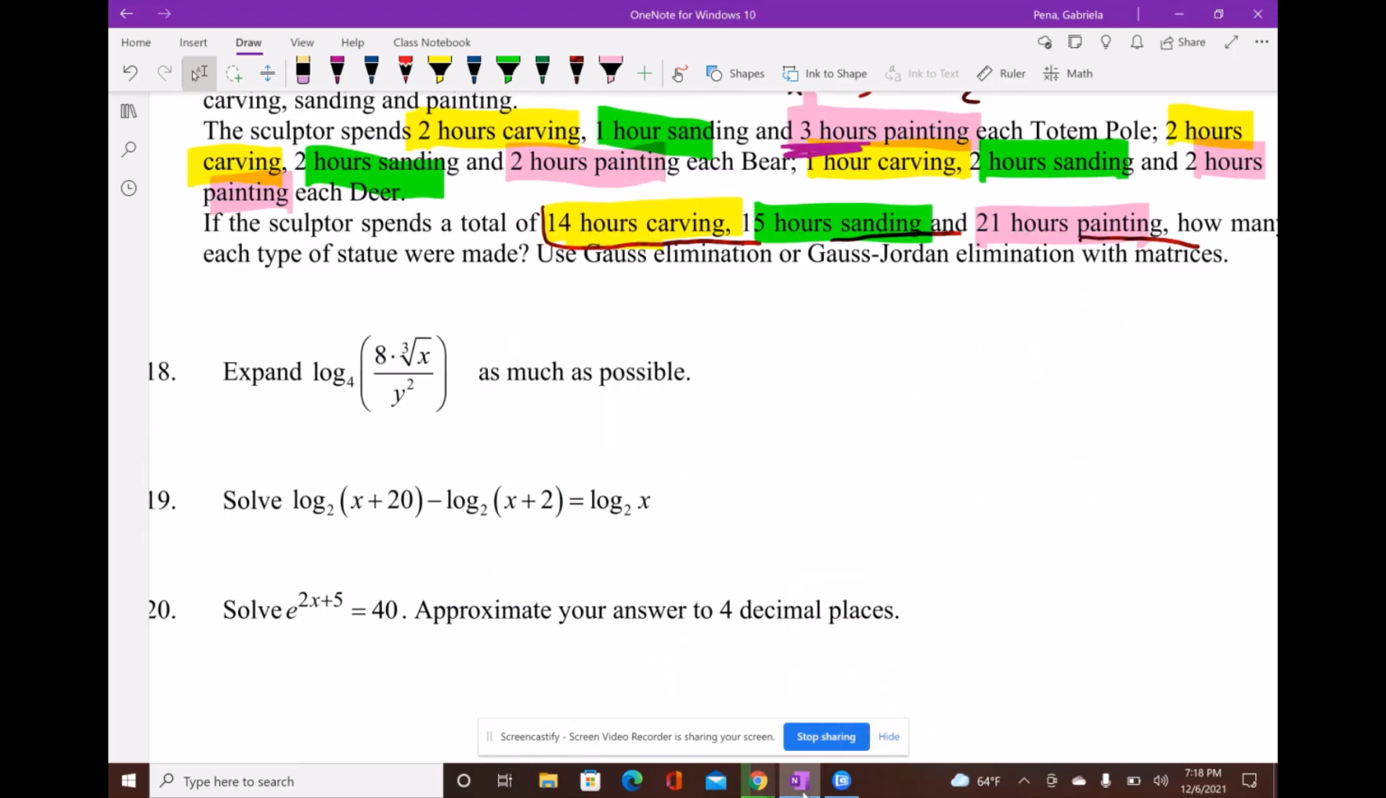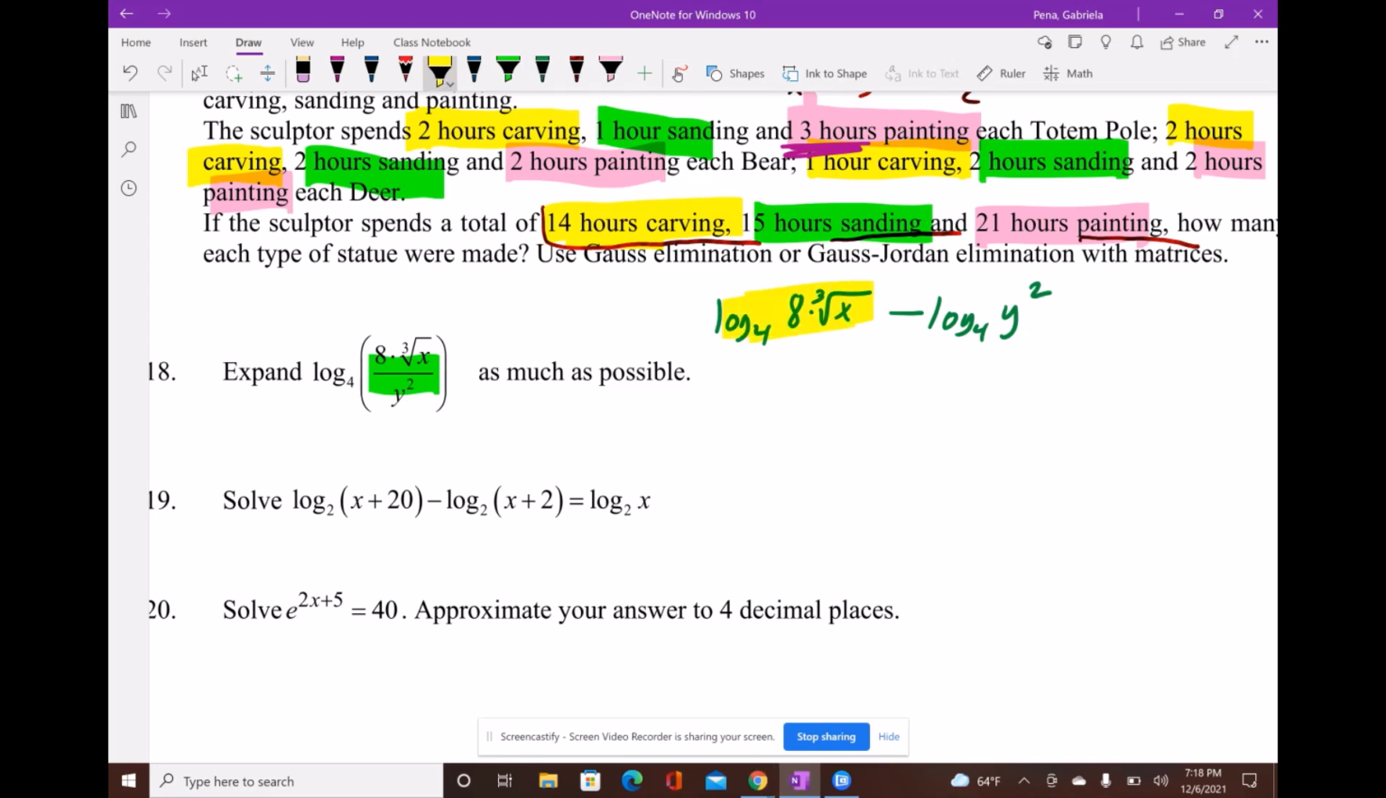All right, number 18, we're going to have to use logarithmic properties. Division becomes subtraction, multiplication becomes addition. So the first thing that we should focus on here is the subtraction, the division. So this becomes log base 4 of 8 times the cube root of x minus log base 4 of y squared.